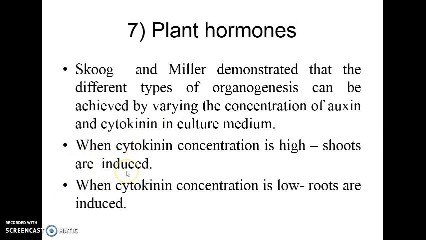And keep in mind the auxin and cytokinin ratio. When the auxin to cytokinin ratio is high, there will be formation of fruit. What is meant by a high auxin to cytokinin ratio? It means there is a high concentration of auxin and a low concentration of cytokinin. And when the auxin to cytokinin ratio is low, that means the concentration of auxin is low and cytokinin is high, and then there is formation of shoot.